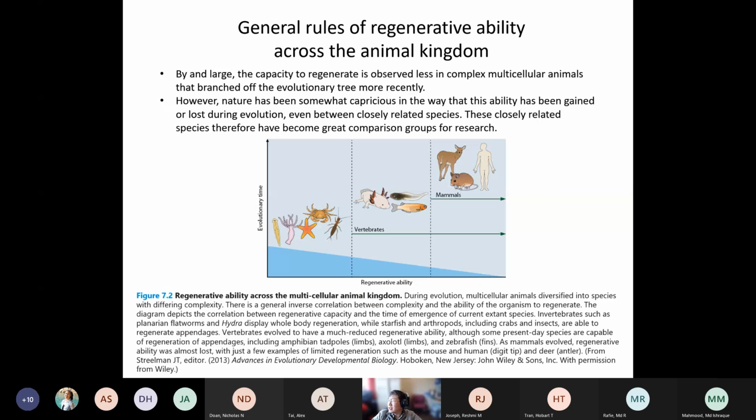And on this slide, I want to describe to you one general rule or summary of the regenerative ability of different animals.